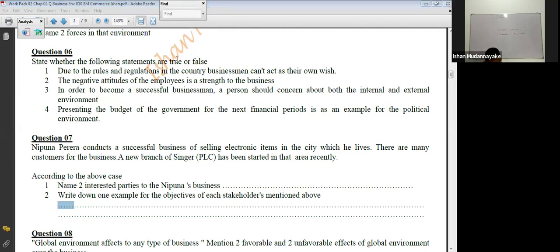Earning profit, yes. Right, correct. And then competitors. An example objective of a competitor is to face competition successfully. Another one is to determine prices of their products. That is the objective.